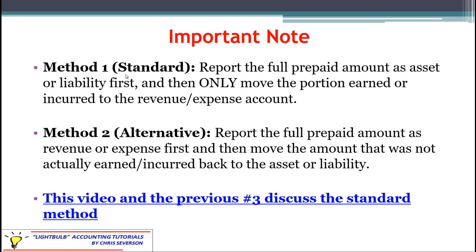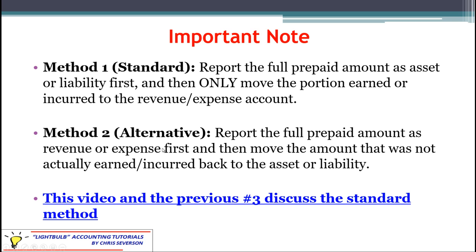that's exactly what that is. You initially report it as an asset or liability, as we did in video number 3, and then in video number 4, we're talking about the actual adjusting entry, moving it to revenue or expense.